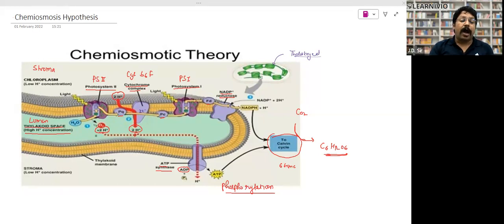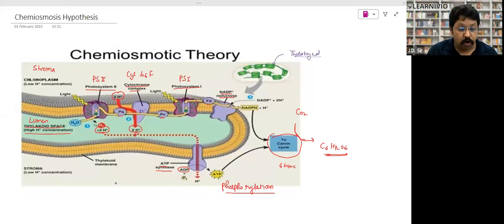What will happen? Now hydrogen ions will try to move out of the thylakoid from higher concentration to lower concentration. Means diffusion of hydrogen, but unfortunately, hydrogen ions cannot cross the membrane of the thylakoid. There is only one escape point, one escape gate. That gate is the ATP synthase enzyme. When hydrogen ions leak out through the ATP synthase enzyme, formation of ATP will take place from ADP.